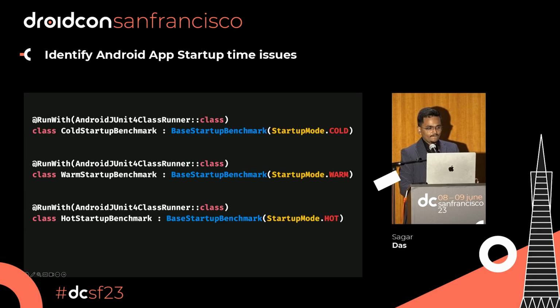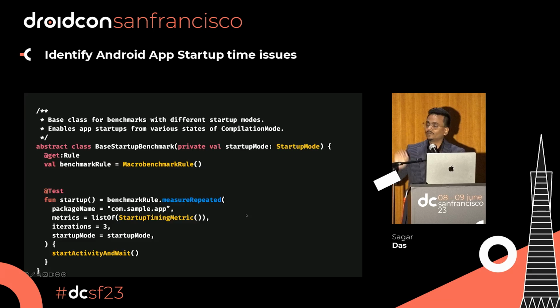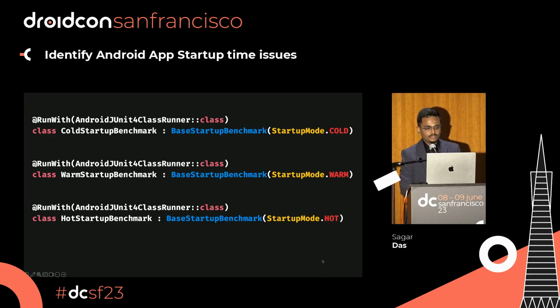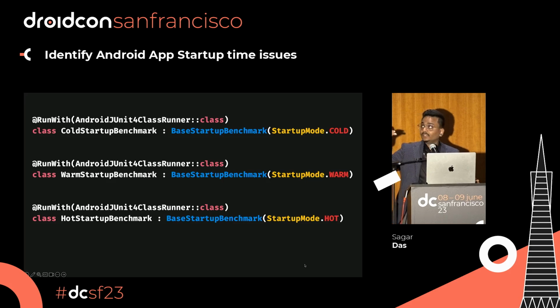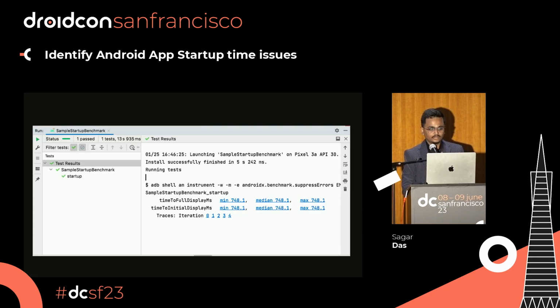Then this portion of the code shows how we are leveraging BaseStartupBenchmark, and how we are passing our arguments like startup mode cold, warm, and hot. When we execute the startup test case, it's going to execute in 3 different modes, cold, warm, and hot, and is going to give us results something similar to this. And this is how we can measure time to full display and time to initial display.